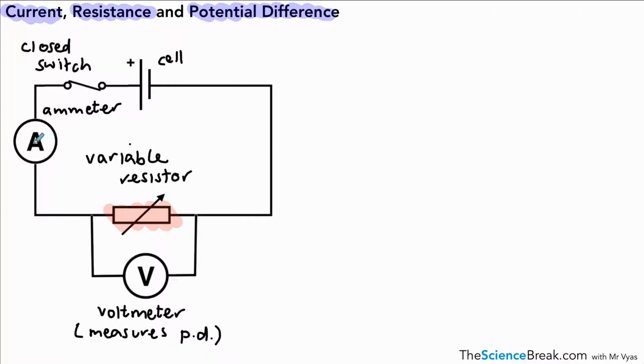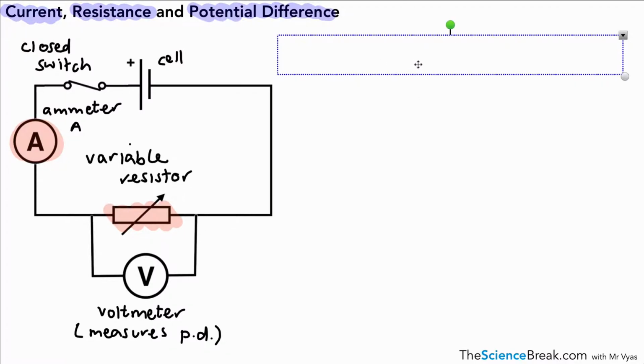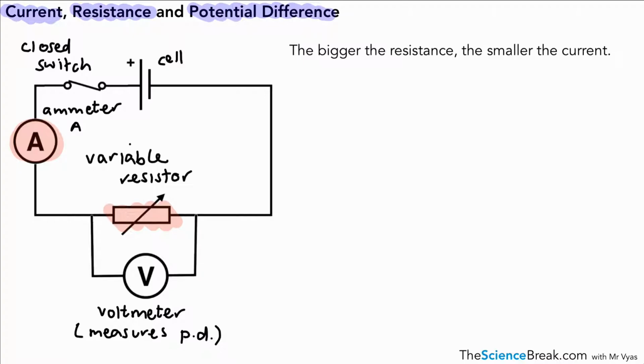Okay, so this is our circuit, and we're going to look at how the current changes in the circuit based on either resistance or potential difference. So let's take a look at resistance first. In our circuit, the bigger the resistance, the smaller the current. The bigger the resistance, the smaller the current. So as you can see, resistance has the effect of lowering current.